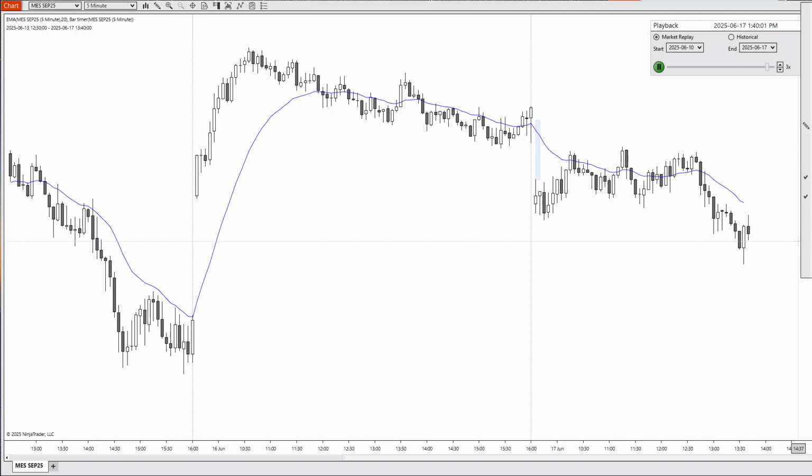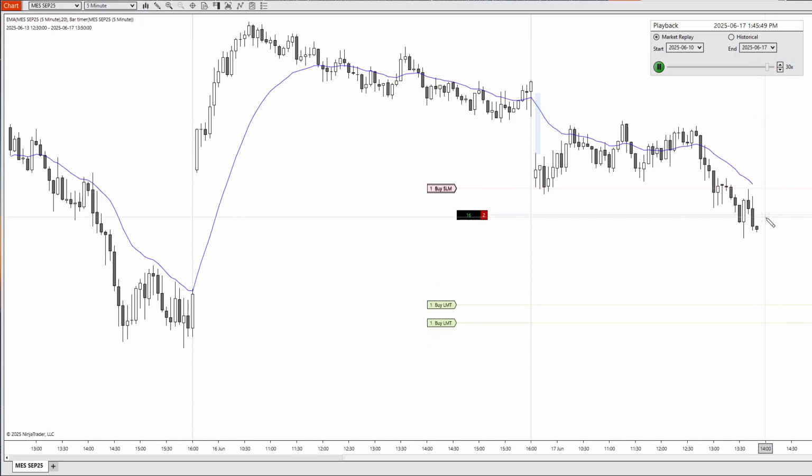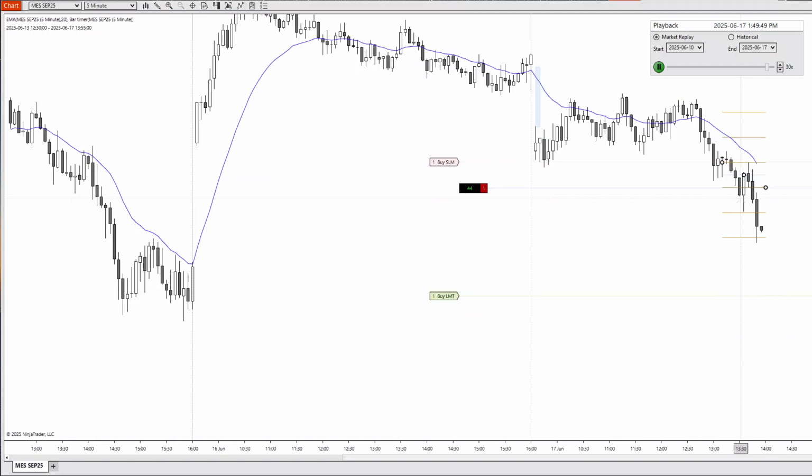So sell one tick below this. Order submitted. Order filled. So stop here. Stop here. Do our one profit target here. Target filled. That's done.